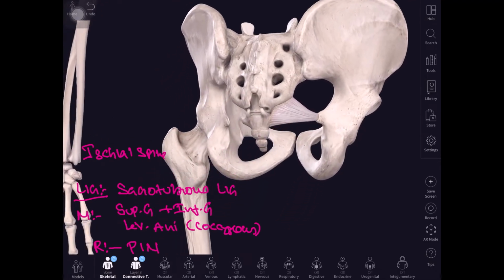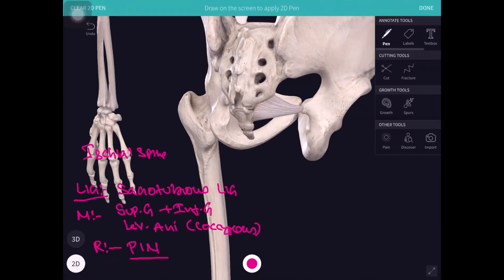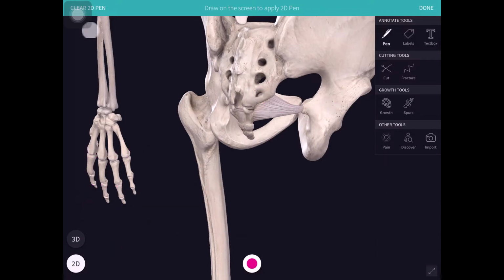Okay, now look at this at the back. I'll take the figure a little up. Now you can see. Again I'll use the pen, and this one is your spine, and this is your sacrum, and what we have here is your sacrospinous ligament, right? So that's the ligament we have. Okay, so the ligament part is done.